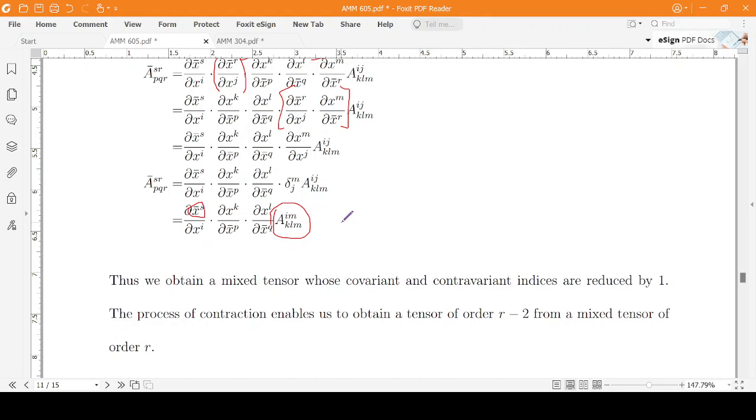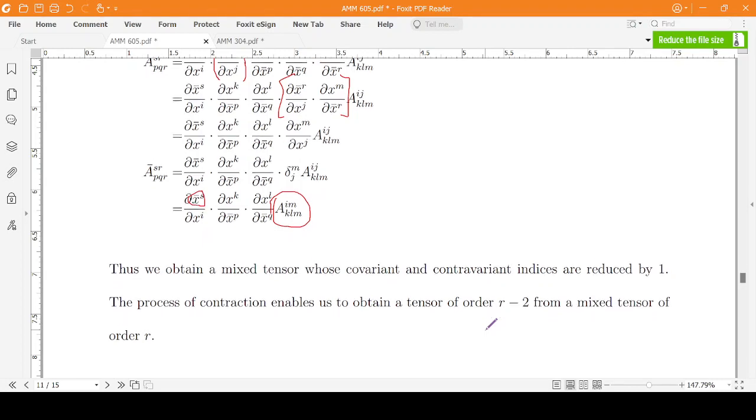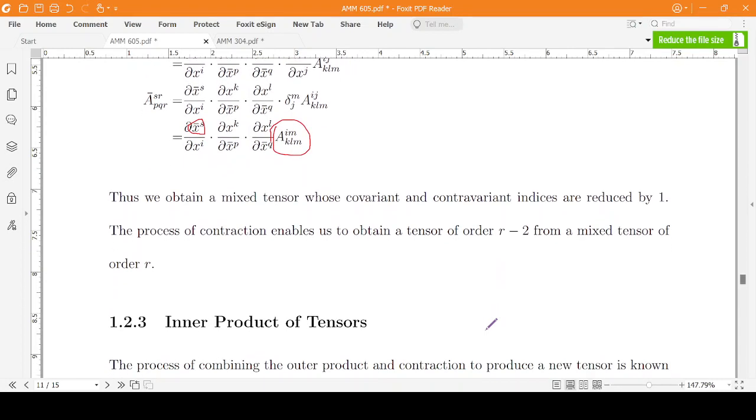So basically, the process of contraction normally reduces the order of the tensor by 2. So if the tensor was of order R, then we shall get a tensor of order R minus 2. This is the process of contraction. I think I want to stop at that for now. Then in the next lesson, we shall look at the inner product of tensors. The inner product of tensors.